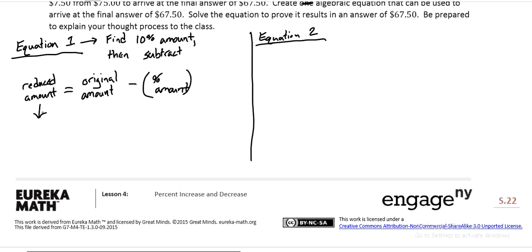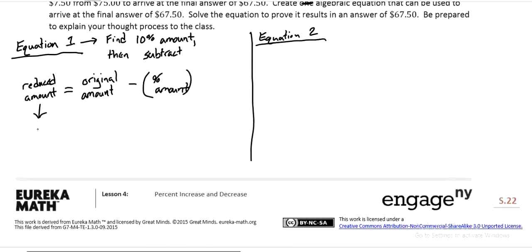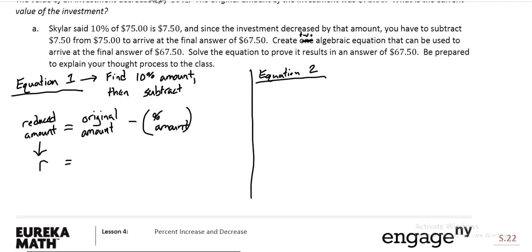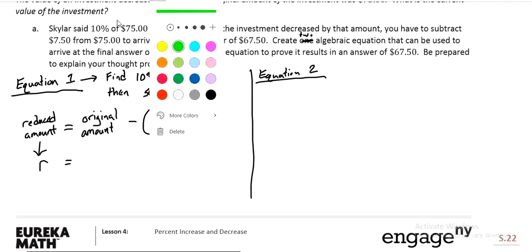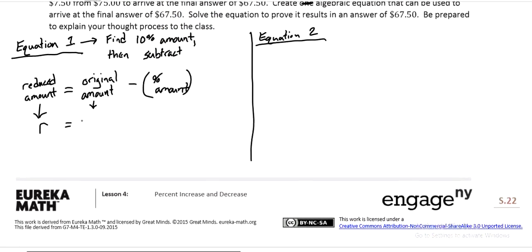So let's go ahead and let's do this. So reduced amount. We don't know what the reduced amount is. Well, eventually we know that it's supposed to equal 67.50, but we'll just check to see if that's what happens at the end. So let's say reduced amount, I'll put the letter R for reduced amount. The original amount is, that's $75. So that's the investment we put in.